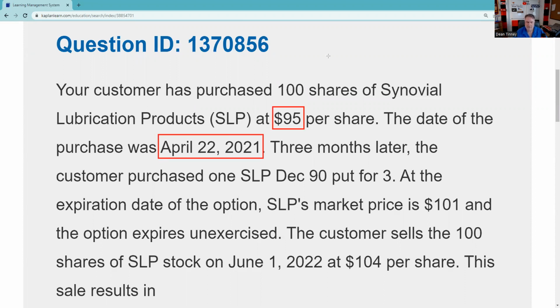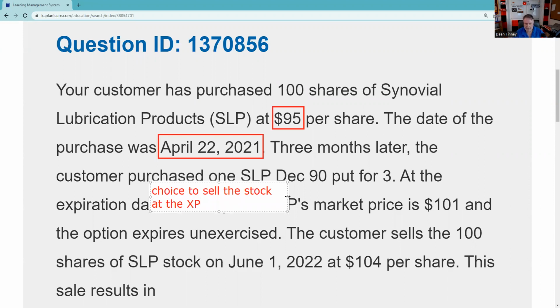Three months later, they bought one SLP December 90 put at 3. Now, not a bad idea. They're protecting this position. They're establishing the choice to sell the stock at the strike price. I always think you should write beneath the contract the specifications. The specification here is a choice to sell the stock, SLP, at the strike price. XP means strike price, which in this case is 90.